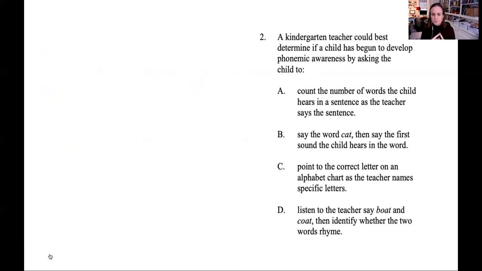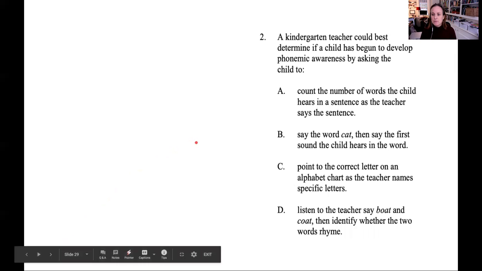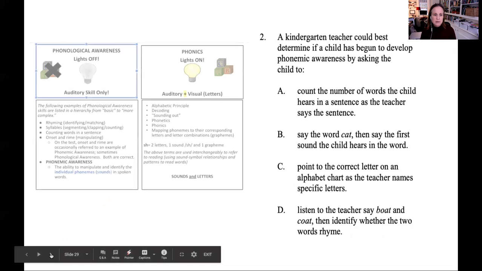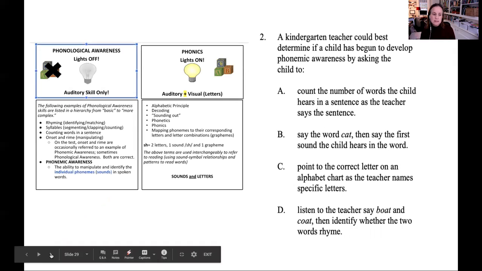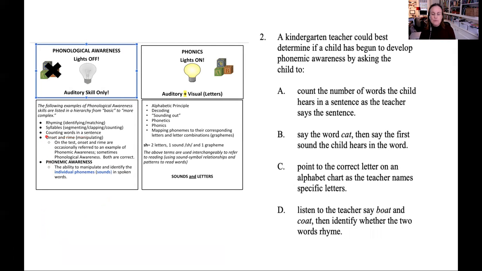So A says, count the number of words a child hears in a sentence as the teacher says the sentence. And as we look at that chart again, we'll see that counting words in a sentence is an example of broad phonological awareness, not phonemic awareness. So A is wrong.